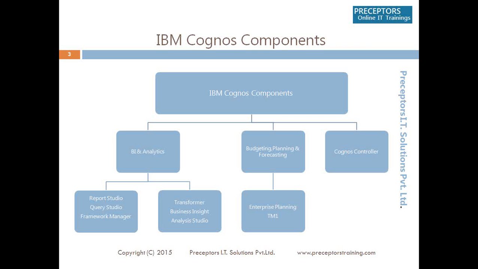Coming back to the budgeting, planning, and forecasting side, what we have is enterprise planning, which is coming from the older versions of Cognos. Initially, IBM used to pitch enterprise planning as the budgeting, planning, and forecasting tool, but now they're pitching Cognos TM1 as the budgeting, planning, and forecasting tool. And there's one more tool, which is Cognos Controller. This tool is basically used for consolidation.